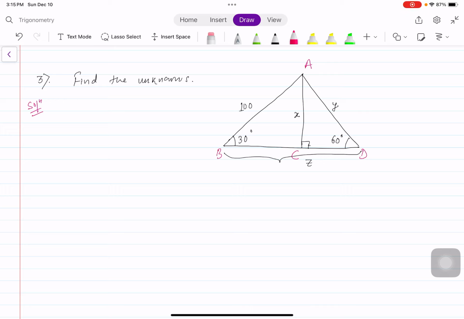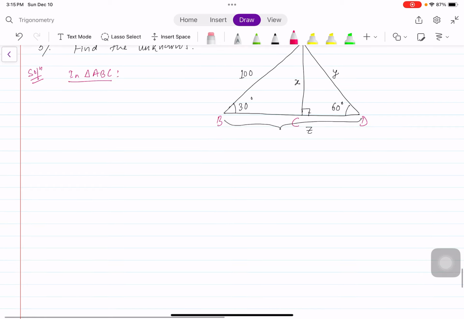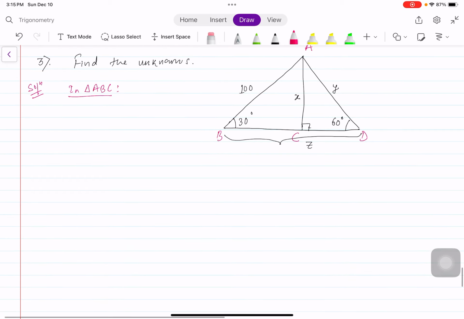Since we have two triangles, ABC and ACD, let's deal with them triangle by triangle. So let's deal with triangle ABC. Let's find all the unknowns in triangle ABC.